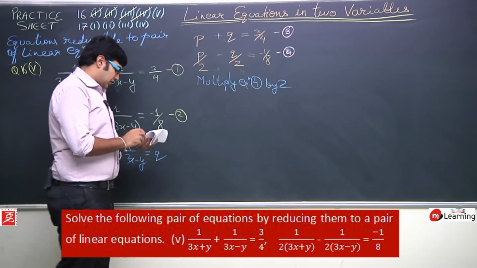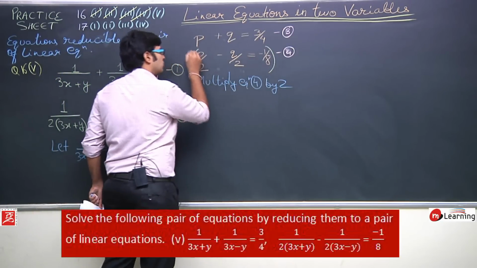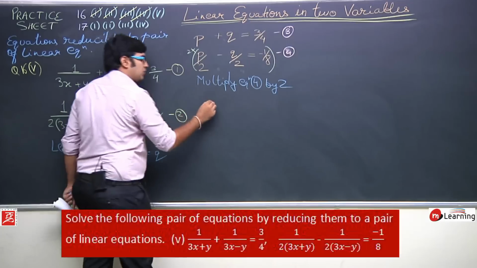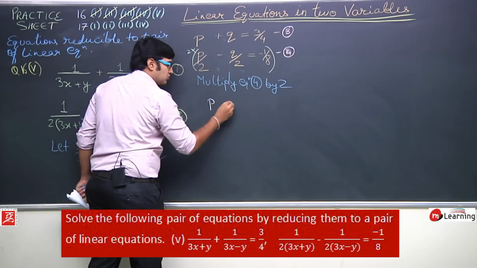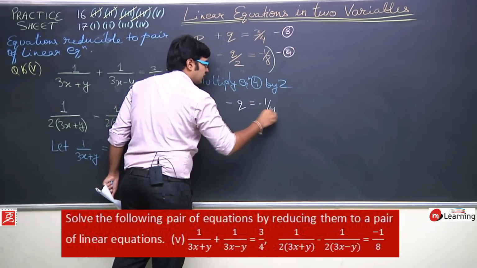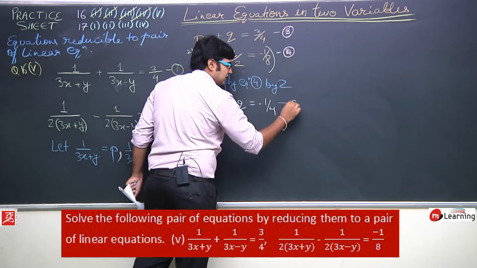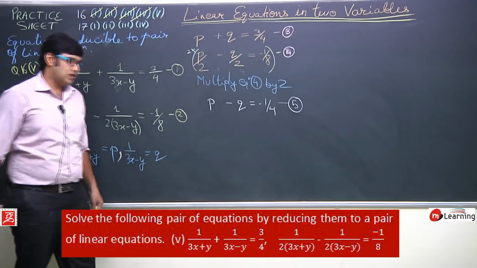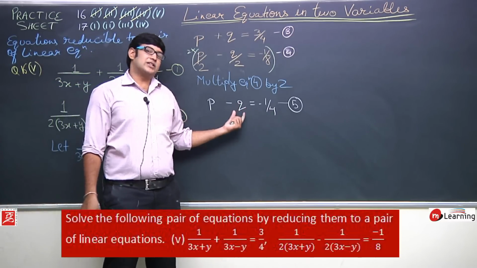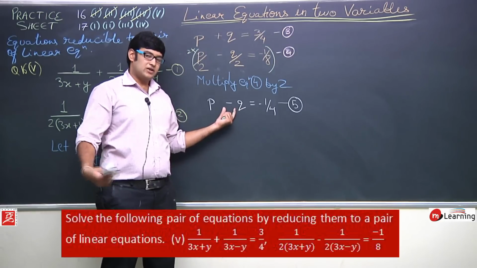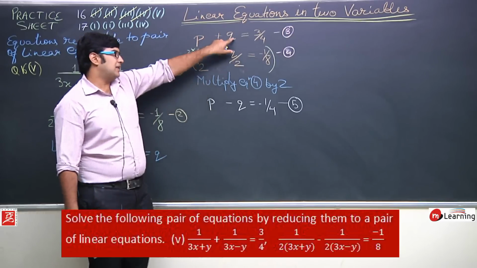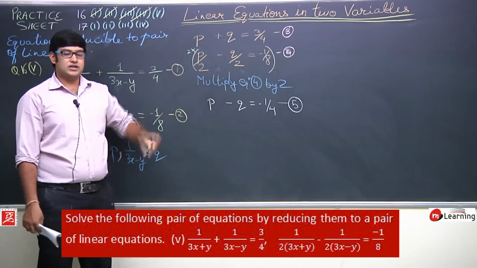If I multiply equation 4 by 2, this will give you 2 times p by 2, which is p, 2 times q by 2, which is q, and 2 times minus 1 upon 8 is equal to minus 1 by 4. This is equation number 5. Now you can see that the coefficient of q in this equation is minus 1, and the coefficient of q in the other equation is 1. So we can simply add these two equations to eliminate q.